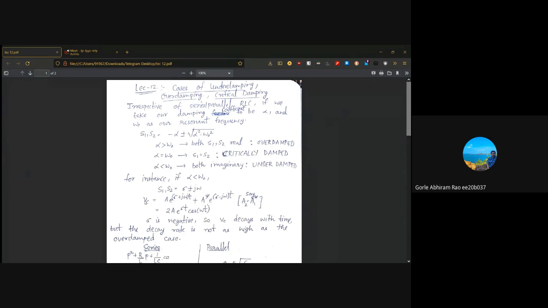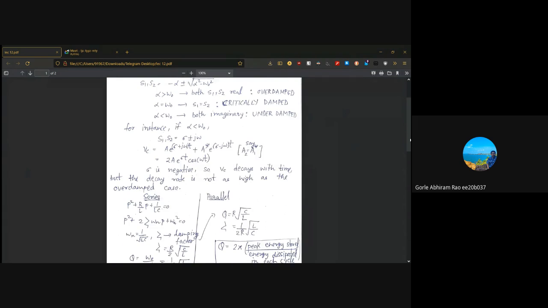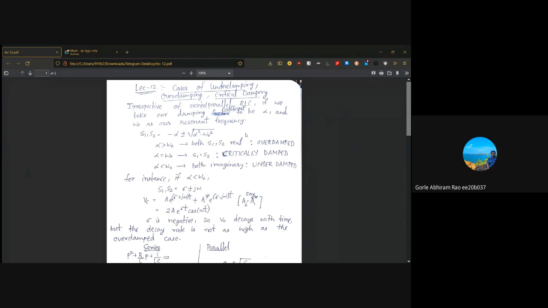So if you try and find the VC in this case, it comes out to be in this form. If you just simplify it, it comes out to be 2a into exponential of sigma t into cos of omega t, right? So sigma is obviously negative here. Since sigma is negative, we see it decays with time, but the decay rate is not as high as in the overdamped case, since we have this cos omega t term alongside. So these are the cases of overdamped, critically damped, and underdamped for our second order systems.